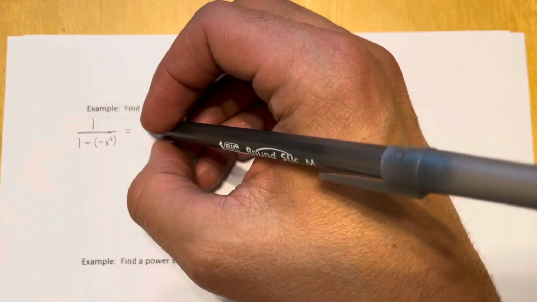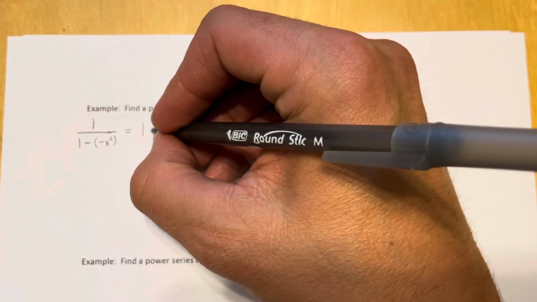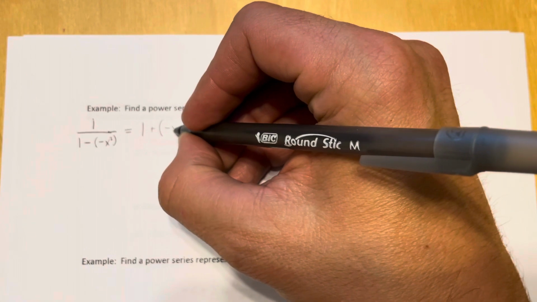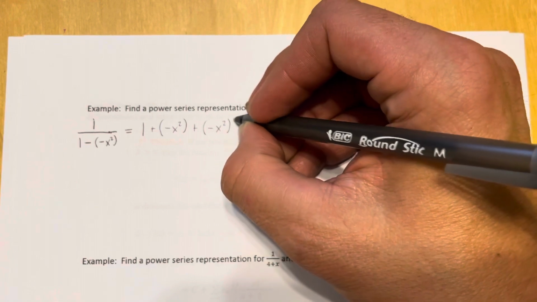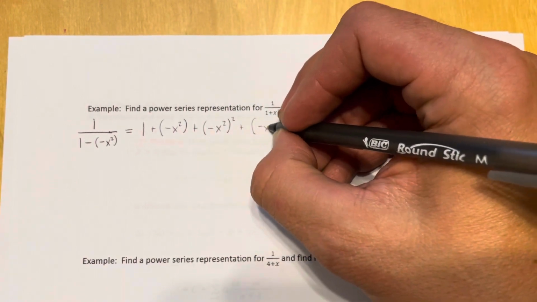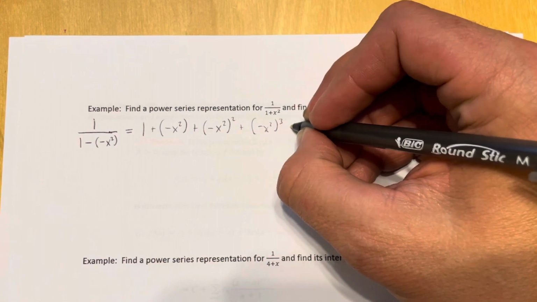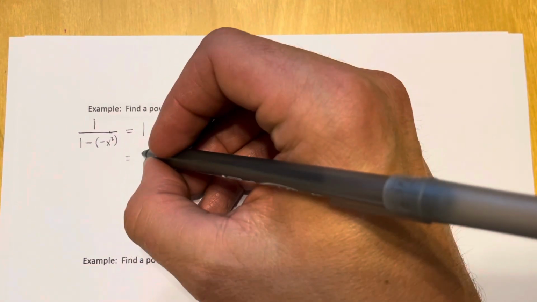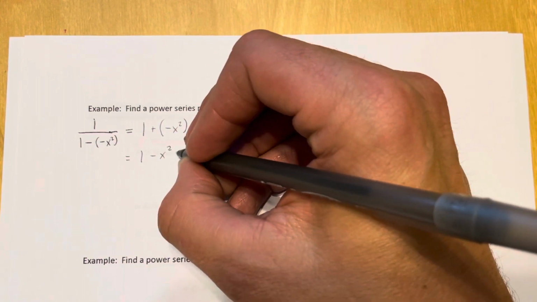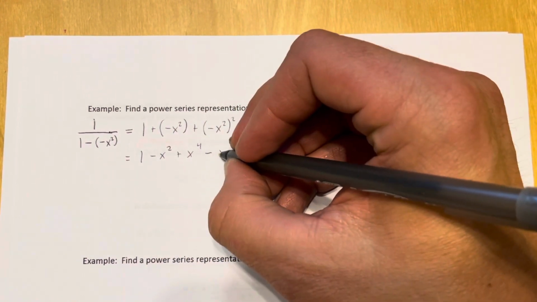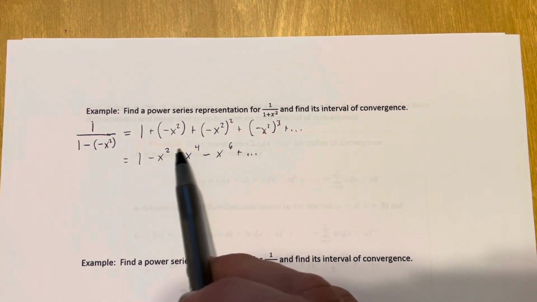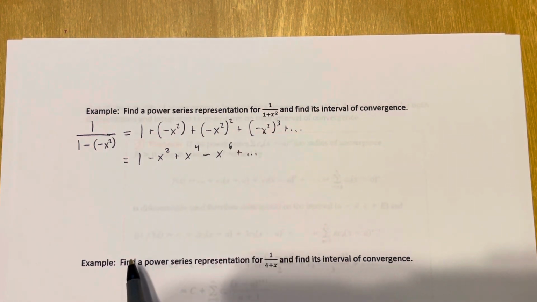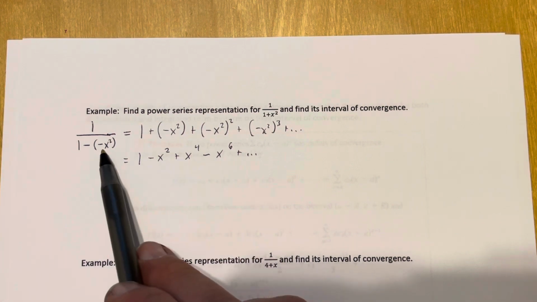So remember, 1 over 1 minus x looked like 1 plus x, except now I'm going to write negative x squared, plus x squared, except now it's going to be negative x all squared, plus negative x squared cubed, and this continues on and on. This is the same thing as 1 minus x squared plus x to the fourth minus x to the sixth, and then so on and so forth. So clearly you can see that there is a pattern here. It's an alternating series, and all of my powers are even numbers because of how these simplified. But this is a power series for that function right there.